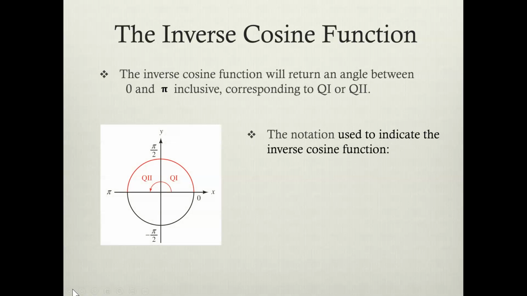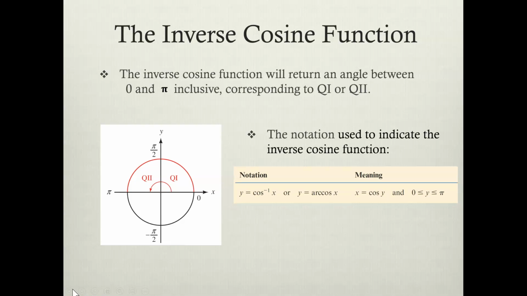The notation used to indicate the inverse cosine function is y equals cosine inverse of x, or y equals arccosine x, meaning that x is equal to cosine of y and y is between 0 and pi. In words, y is an angle between 0 and pi inclusive, whose cosine is x.